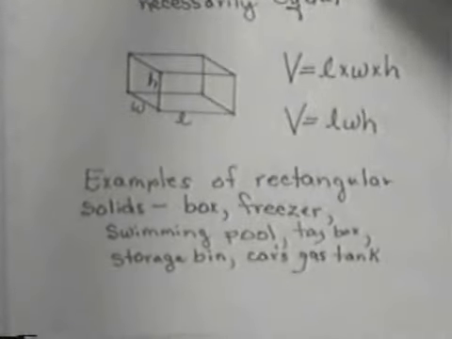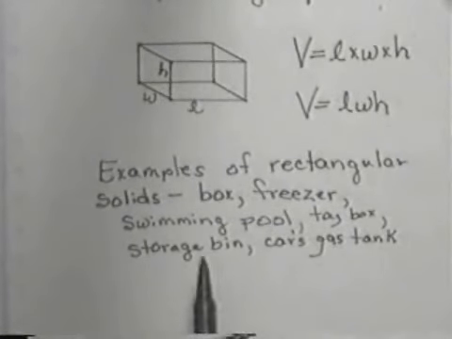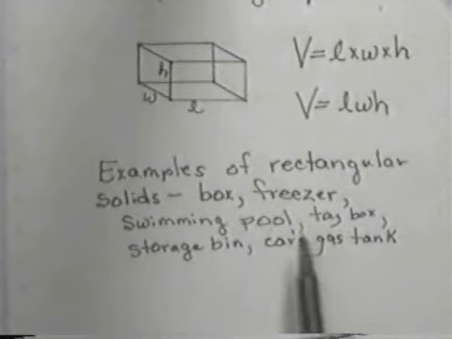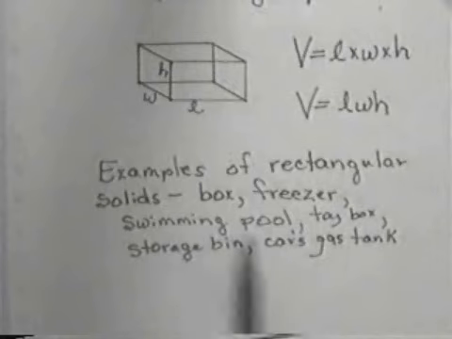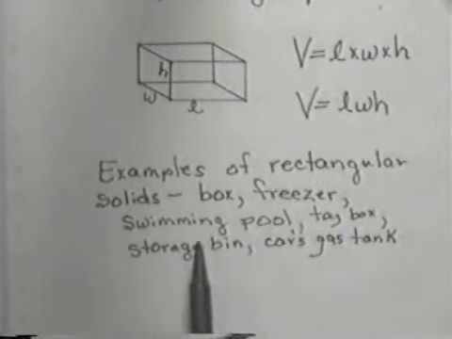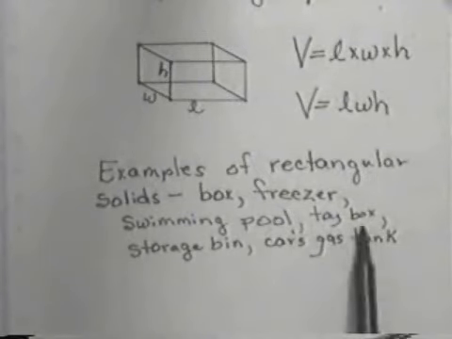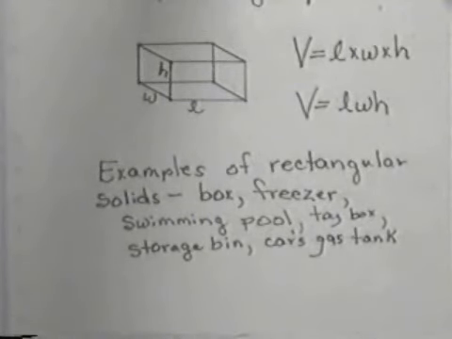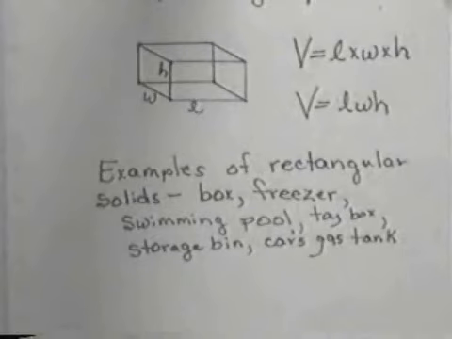Some examples of rectangular solids would be any kind of box, a freezer that's rectangular shaped, a rectangular shaped swimming pool could be considered a rectangular solid. And when you're finding the volume of a swimming pool, you'd be trying to see how much water it would take to fill it up. A toy box could be a rectangular solid. There are a lot of storage bins that are rectangular solids. A car's gas tank might be an example of a rectangular solid.